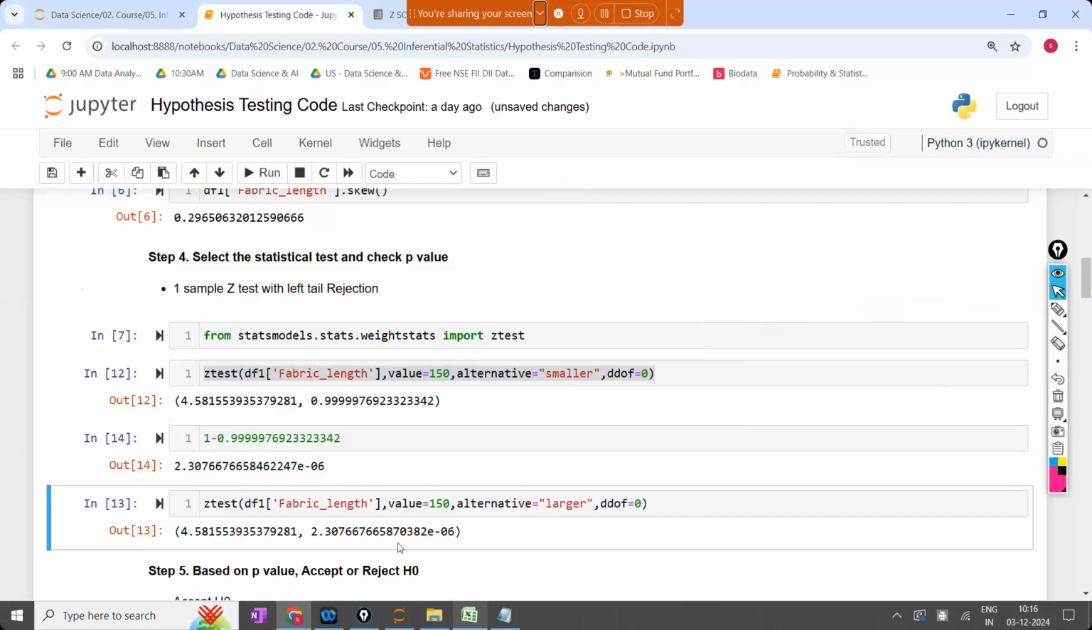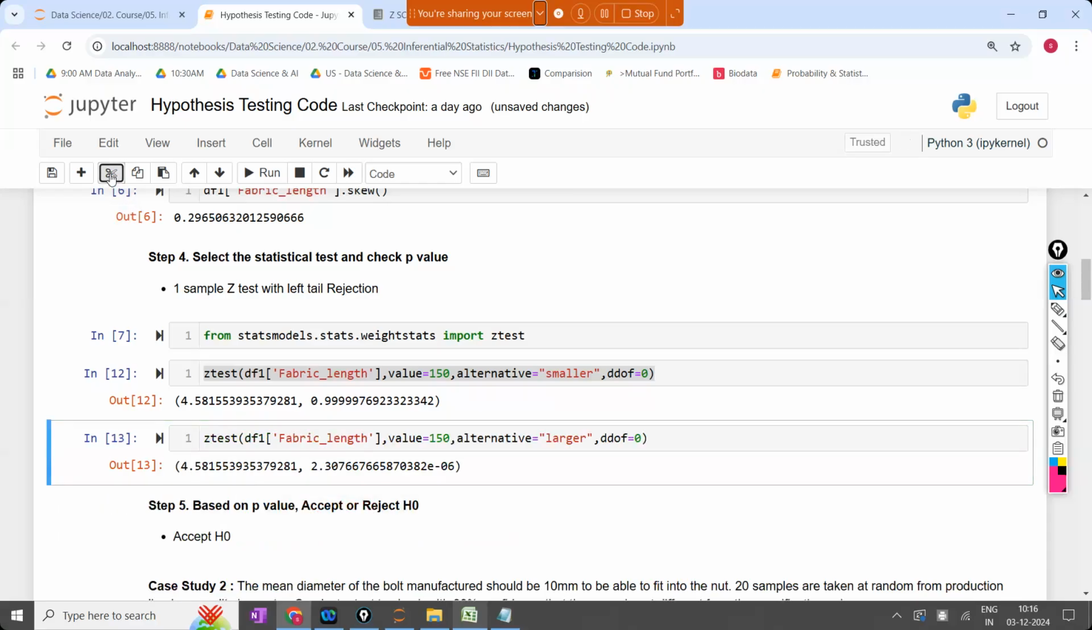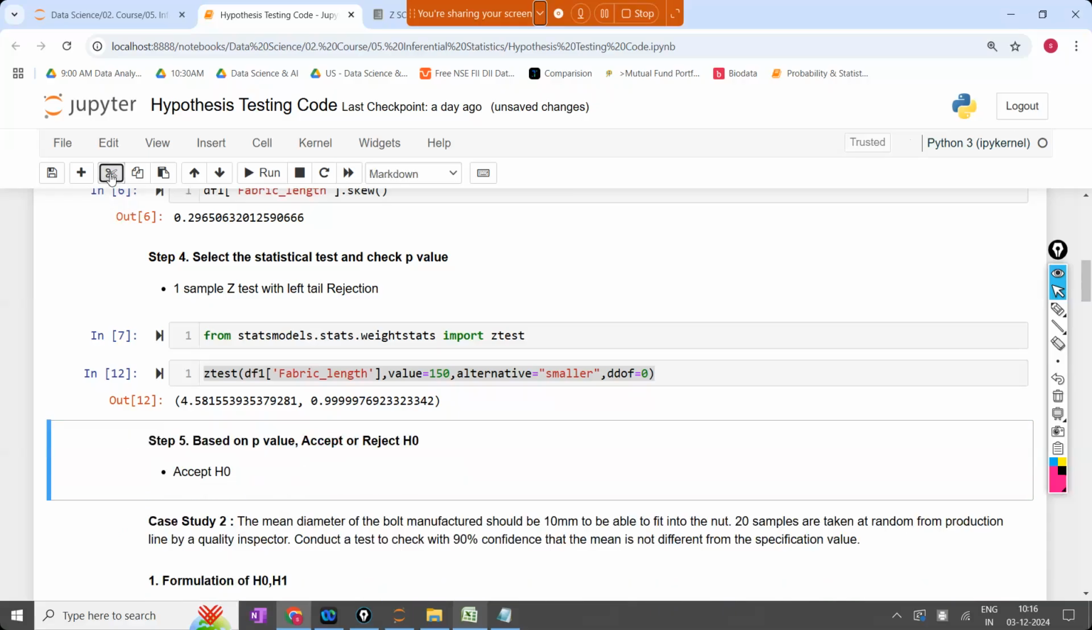It is if-else. If the person has selected smaller, what he has to do. If the person has selected larger, what he has to do. If the person has selected two-sided, what he has to do. Internally, the code was written in that way. Are the points clear for everyone? So directly here itself, you can conclude everything.